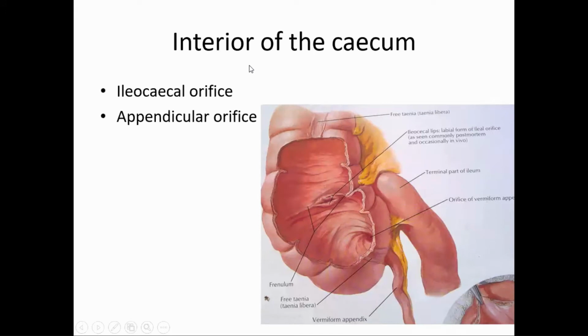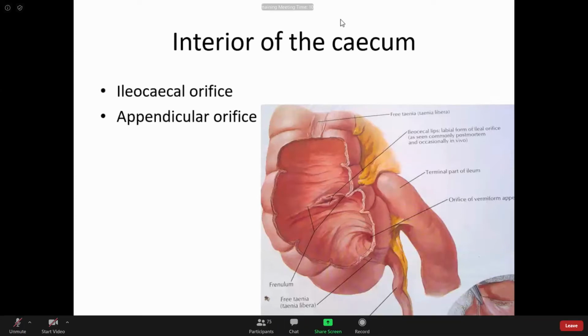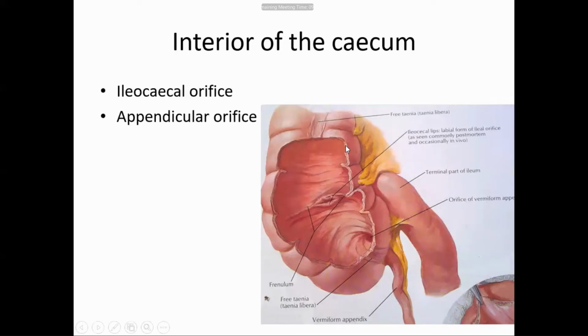So when you cut the cecum, you will find two orifices in the interior of the cecum. They are the ileocecal orifice and the appendicular orifice. This ileocecal orifice lies at the junction of the right lateral plane and the transtubercular plane. Right lateral plane and the transtubercular plane.